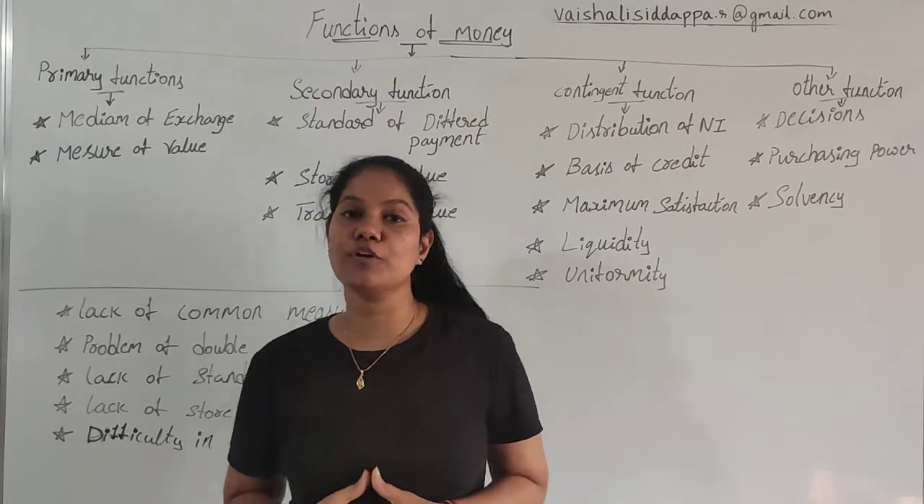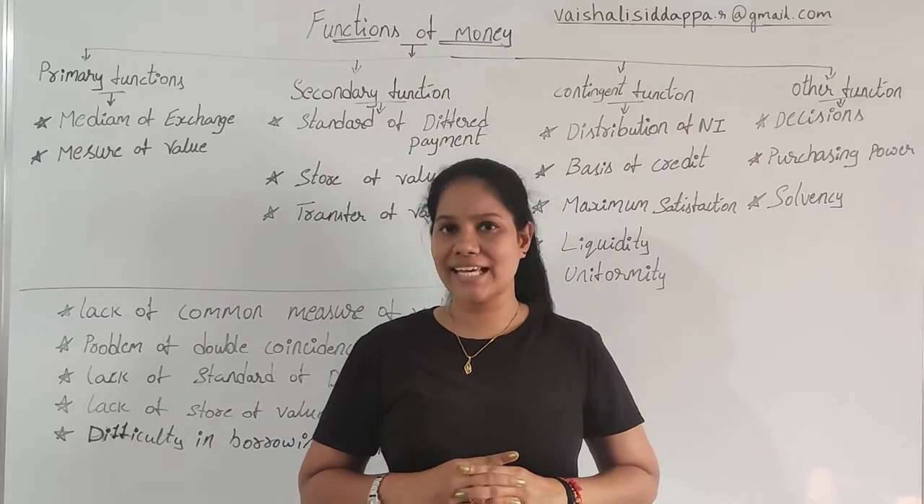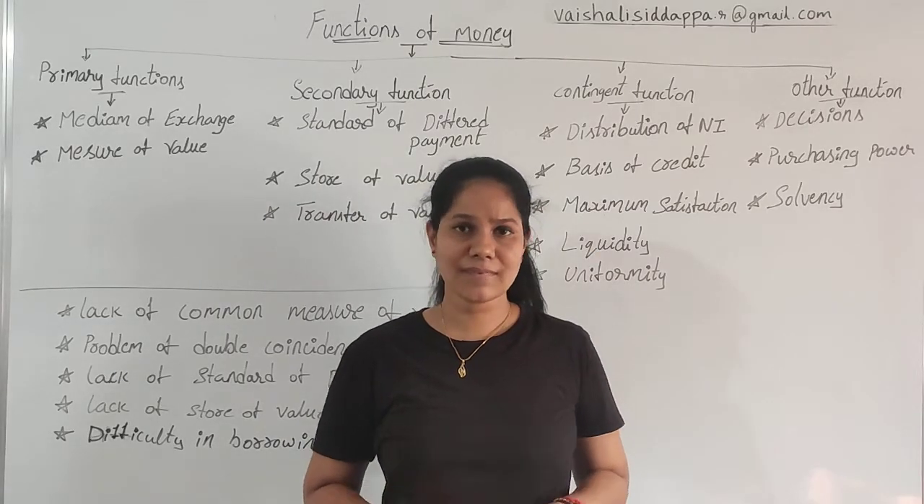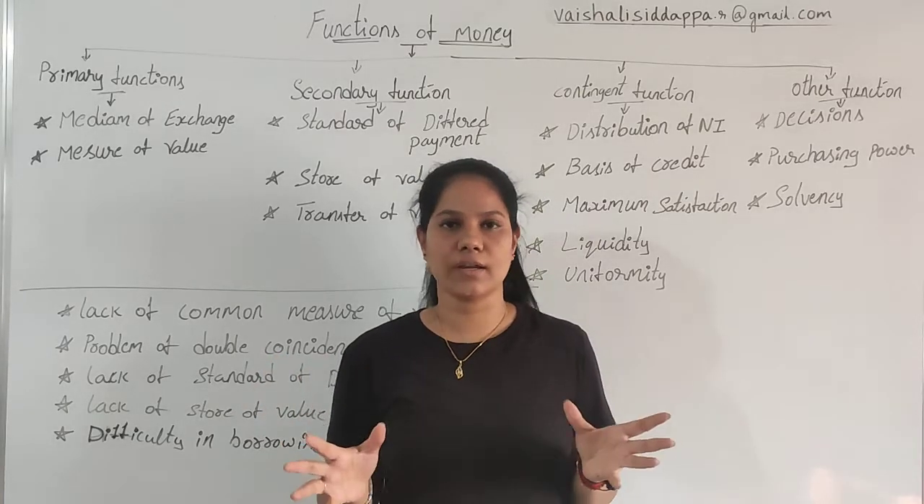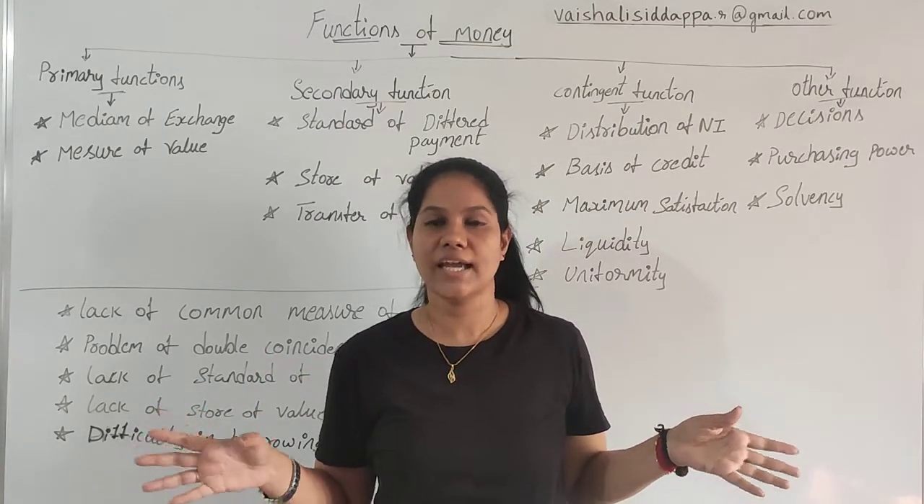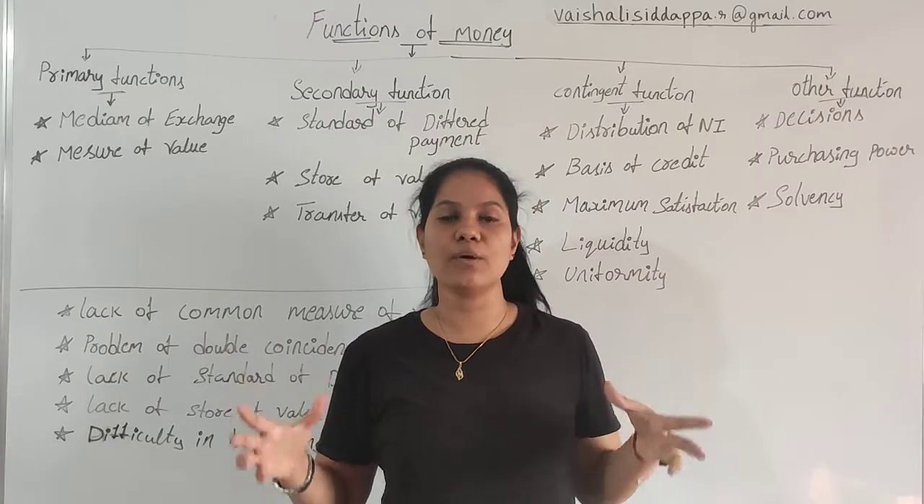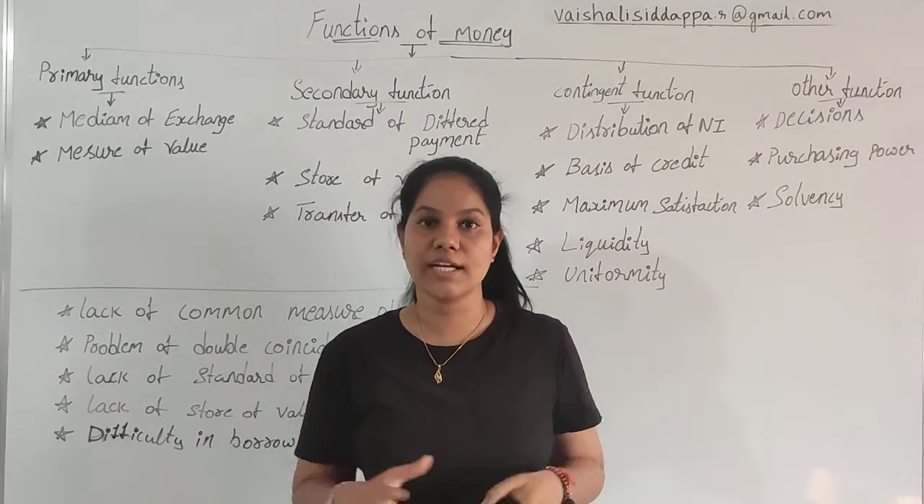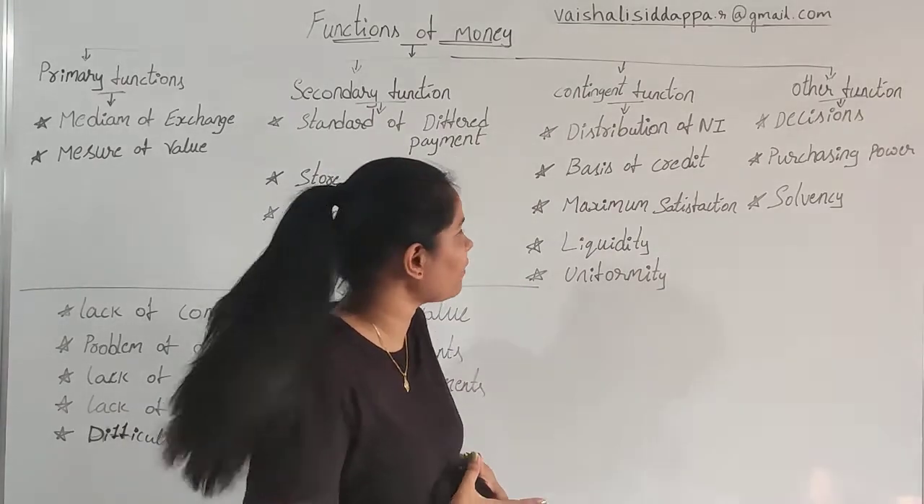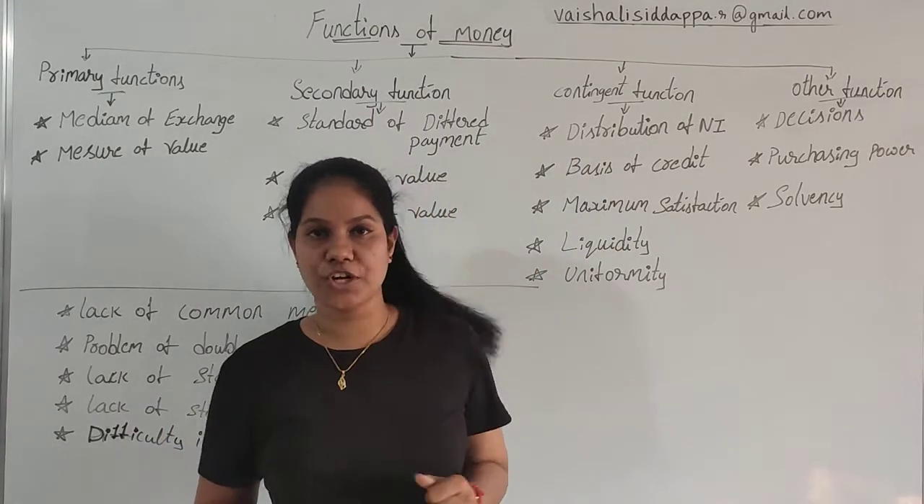And the last one, uniformity. It is really easy to identify. Anywhere you move within the country, the currency and money you are using is exactly the same. You will not be confused. It is a uniform currency that you will have. So these are the contingent functions.